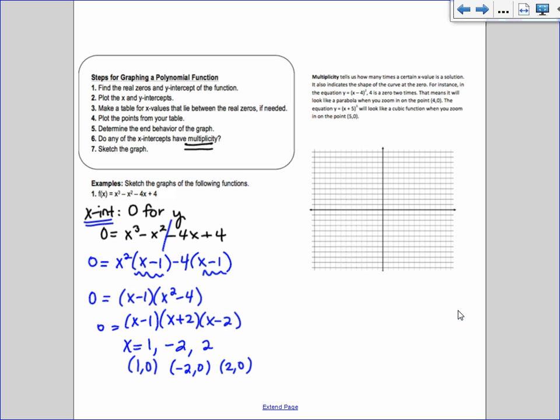So we plot them. Yes, I made a very tiny graph. So mean. You guys have young eyes. You can do this. I struggle. So I have 1, 0, negative 2, 0, and 2, 0.